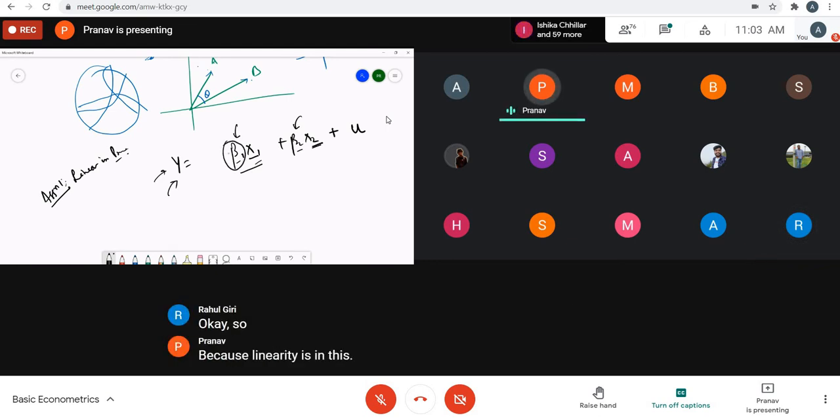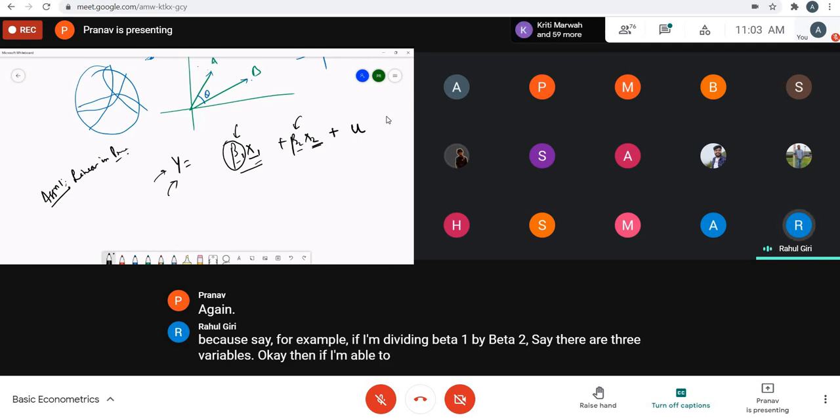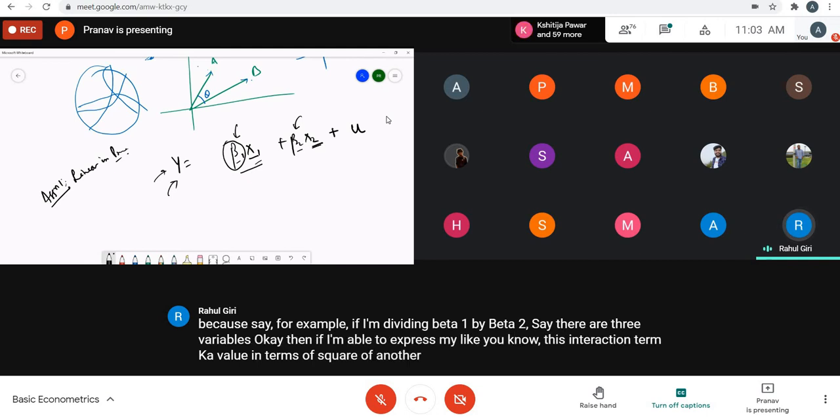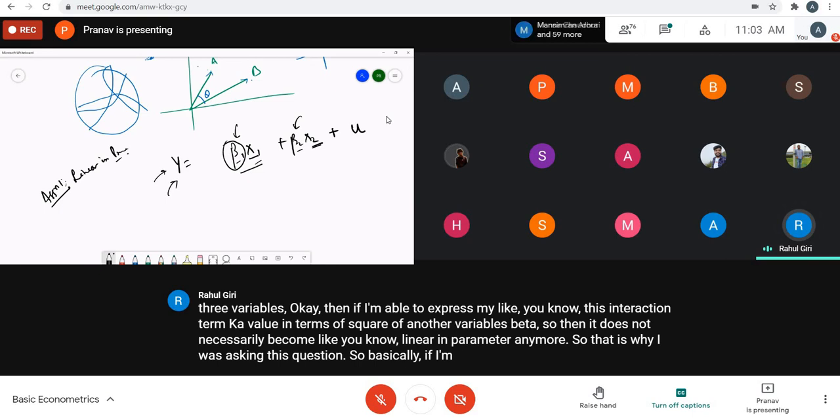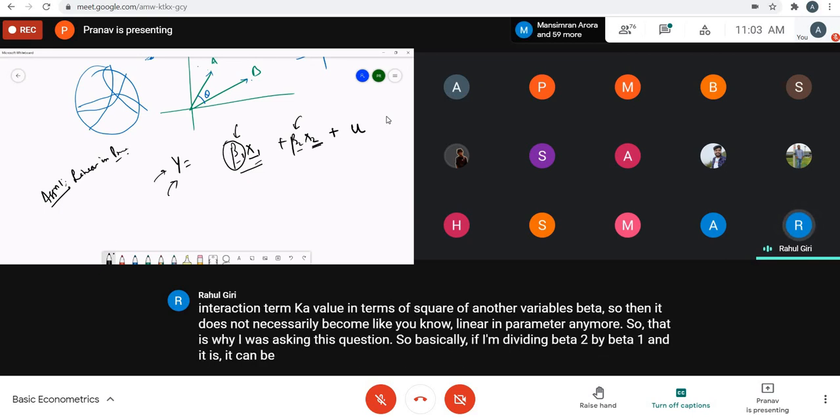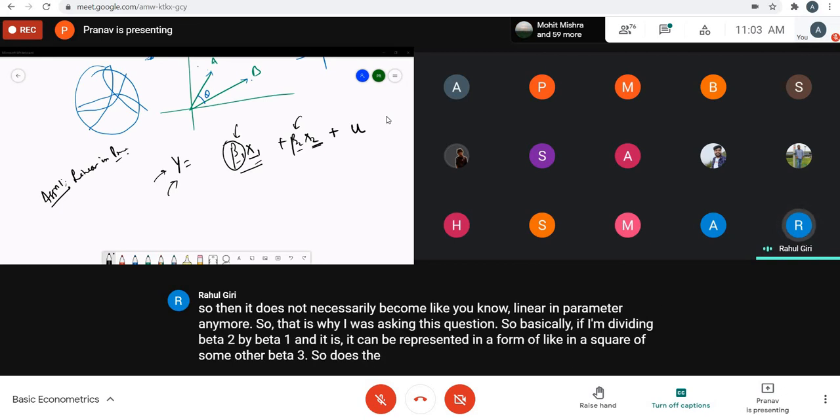How did we see linear combination? Linear combination. Basically, I had this doubt because, say, for example, if I'm dividing beta 1 by beta 2, say there are three variables, then if I'm able to express the value of this interaction term in terms of the square of another variable's beta, then it does not necessarily remain linear in parameters anymore. So that is why I was asking this question. If I'm dividing beta 2 by beta 1 and it can be represented in the form of the square of some other beta 3, does the linearity assumption still hold?